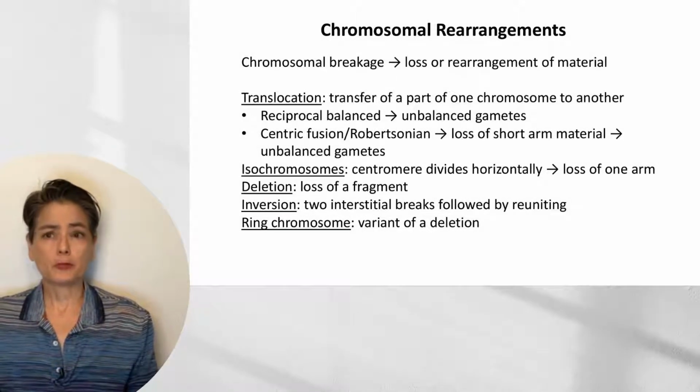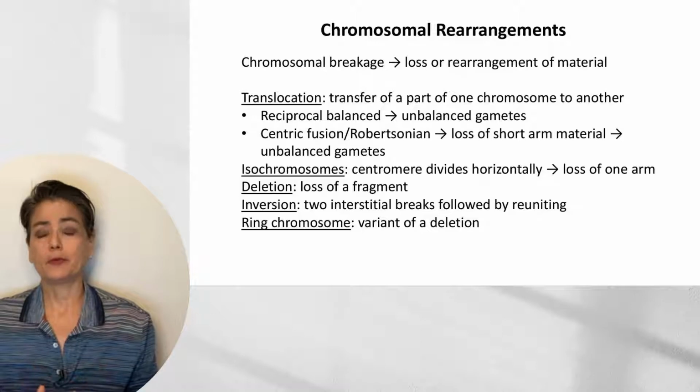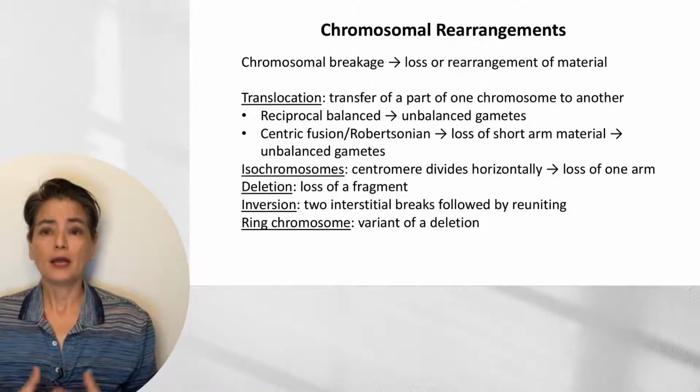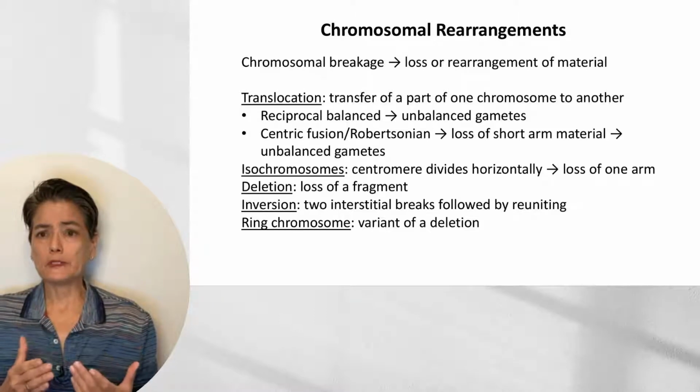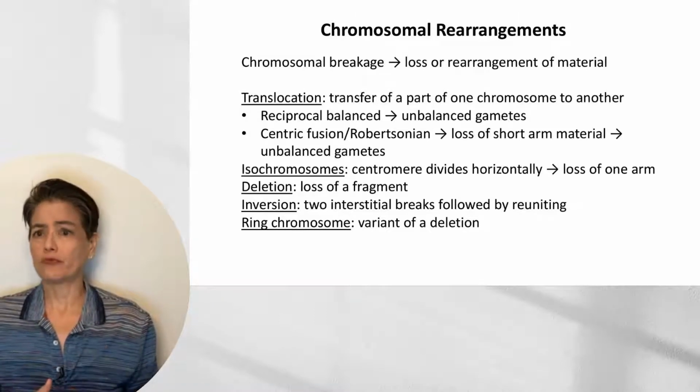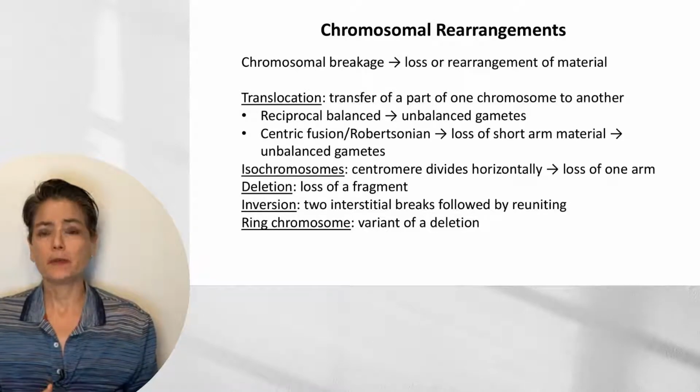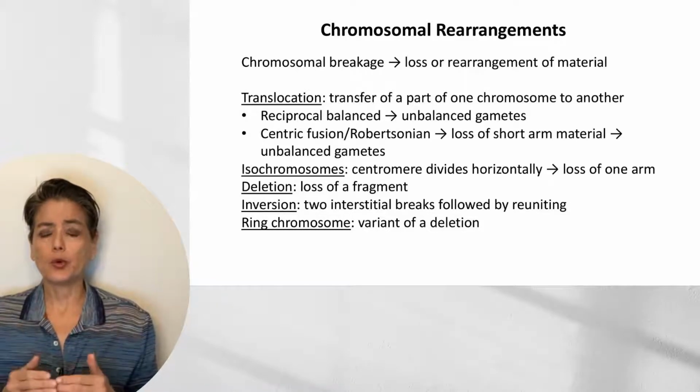Let's begin with chromosomal rearrangements. These are perhaps the most straightforward of the types of mechanisms I'll be discussing. In chromosomal rearrangements, you have chromosomal breakage and subsequent loss or rearrangement of material. Now, of course, chromosomes can break and rejoin. That will not lead to a rearrangement.